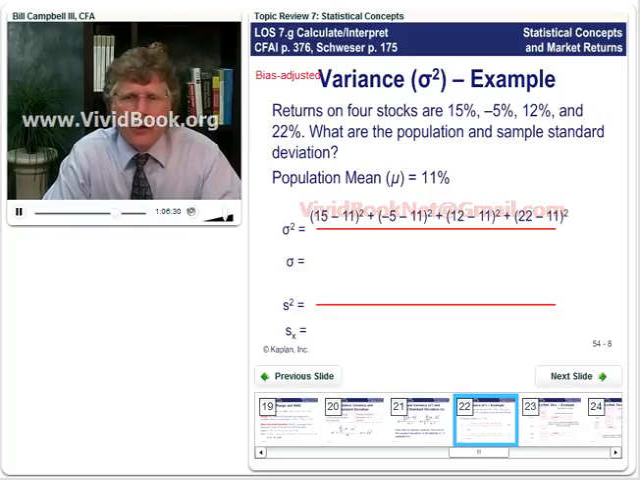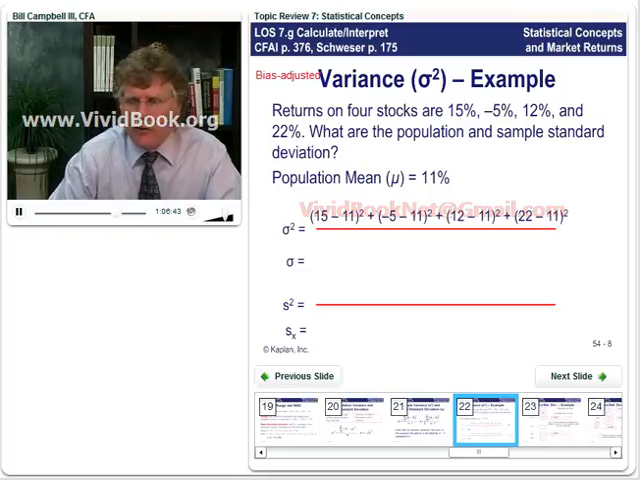And I want you to notice something here. Notice they got rid of all the percent signs. This is very common in finance. They really should have 15% minus 11%. Finance people never do this. So these numbers, it's not really 15, it's really 15%, but this is the way finance people talk.